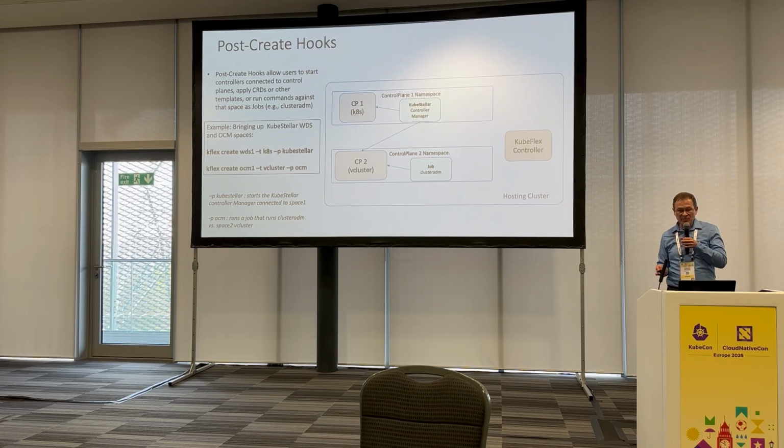So post-create hooks, the idea is that when we create a control plane, we can specify something to run as soon as the control plane comes up. So in the CRD, in the CR for this control plane, we can give a list essentially of Kubernetes objects that we can deploy that are attached to the particular control plane, to the particular API server. That's pretty much the idea.